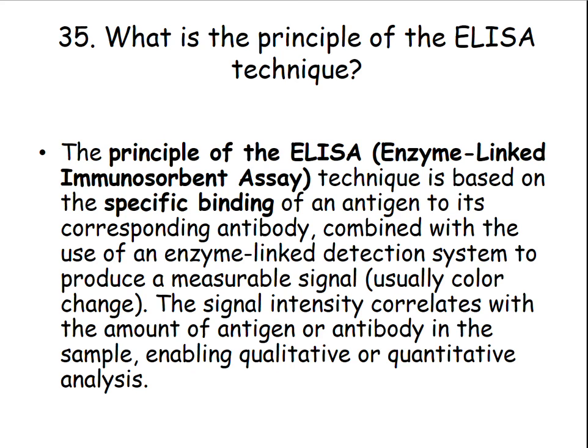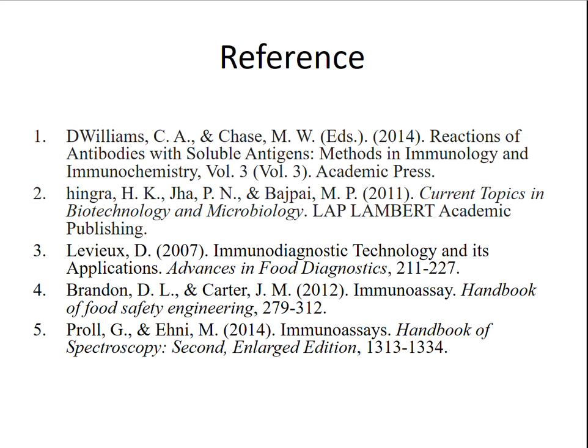So the last question is the principle of the ELISA technique. First of all, ELISA stands for enzyme-linked immunosorbent assay. This ELISA technique is based on the specific binding of the antigen to its corresponding antibodies, combined with the use of an enzyme-linked detection system to produce measurable signals. Here, when we are doing this ELISA, we determine the color change, the intensity of how the color has changed. The signal intensity correlates with the amount of antigens or antibodies in the sample. Then we enable qualitative or quantitative analysis.